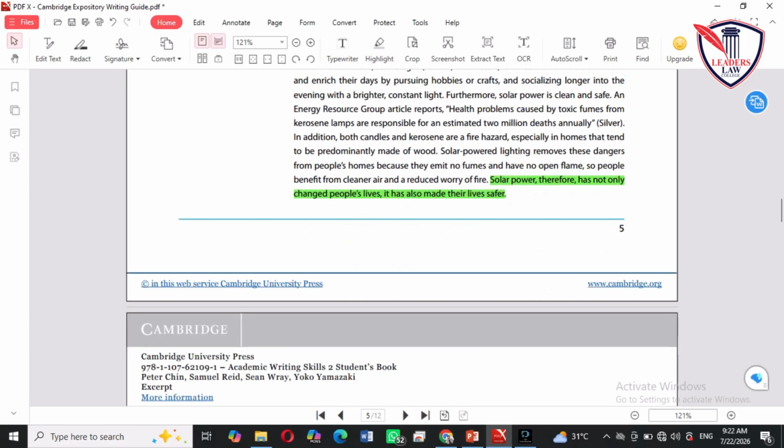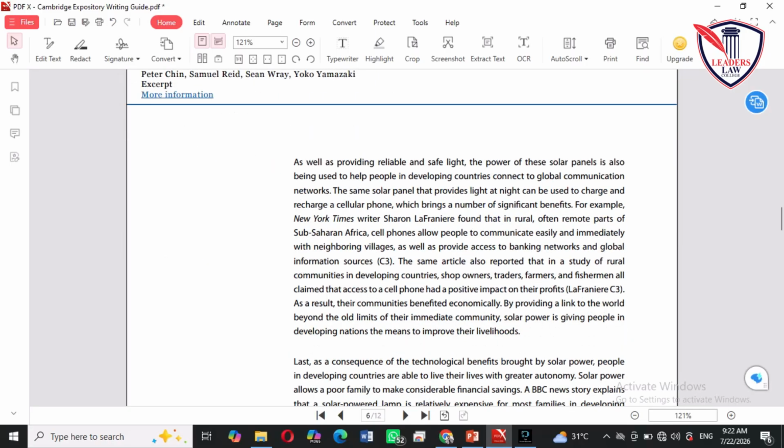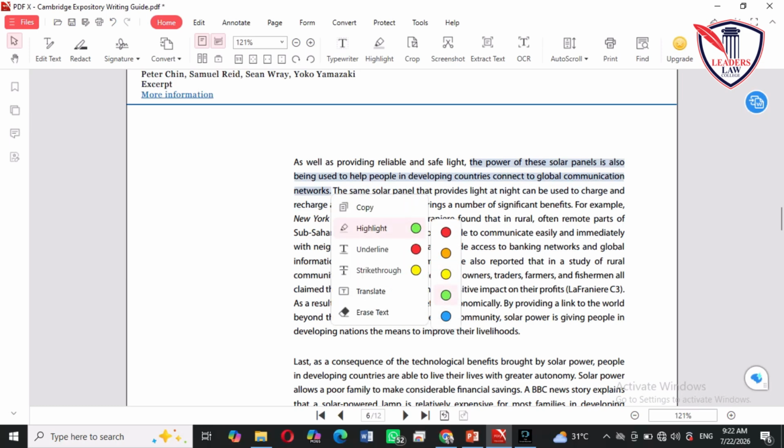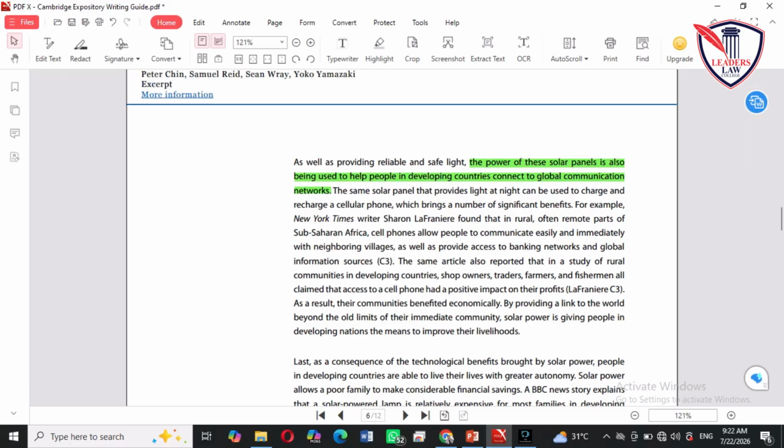So let's have a look at the second paragraph. You can see, starting from here, the power of the solar panel is also being used to help people in developing countries connect to global communication networks. So again, so beautifully, the writer has connected the second point to the second body paragraph of the essay. And then the writer discusses the different ways of connecting across countries through networks, mobile networks, and how this can help people. The writer has also mentioned some examples here.